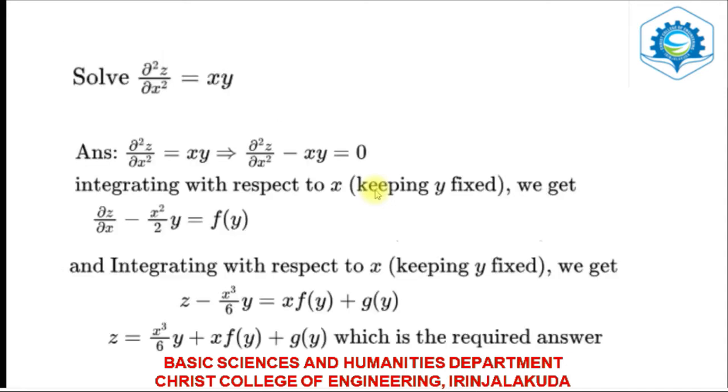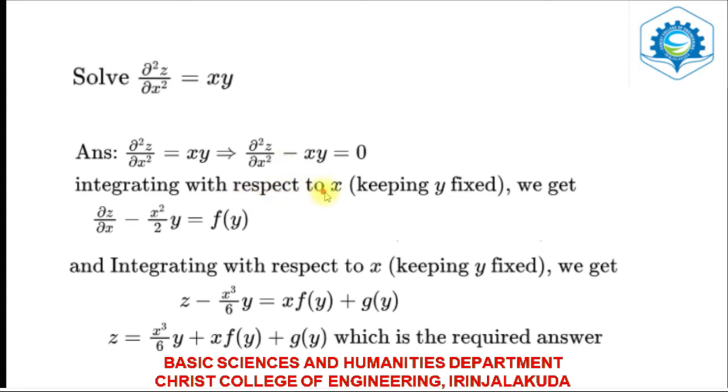So let us consider one problem. Some partial differential equations are solvable directly by integration. So consider this one: dou square z by dou x square equal to xy. On the left side we have a second order derivative, and on the right side we have a simple function product. So we can simply integrate this one. If we rewrite this equation as dou square z by dou x square minus xy equal to 0, let us integrate this equation with respect to x.